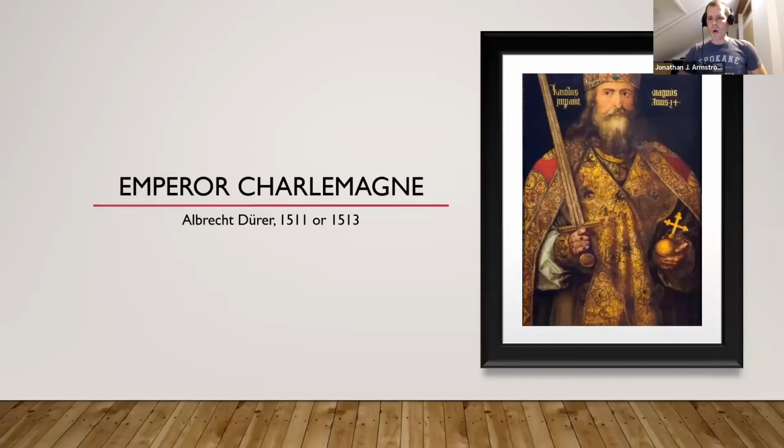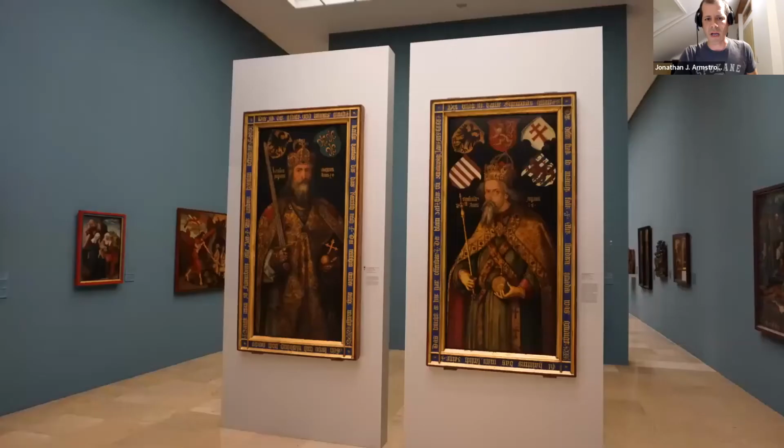Let's dive into one of Dürer's signature pieces and spend a little bit more time exploring visually what's going on here too. This is the painting executed in 1511 or 1513 of Emperor Charlemagne. So this is also in Nuremberg. It's also maybe one of the most important pieces, or one of the more important pieces, in the whole museum. And with this painting, we're getting a little closer to the Reformation. So 1513 is still a couple years before Martin Luther is going to tack his 95 Theses on the door of the church in Wittenberg, but we're getting closer to that period.